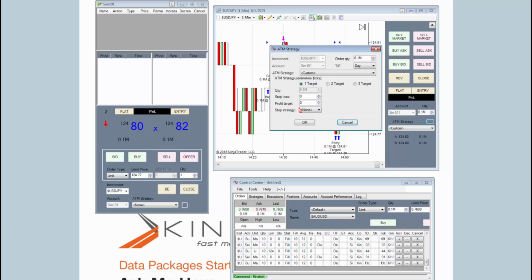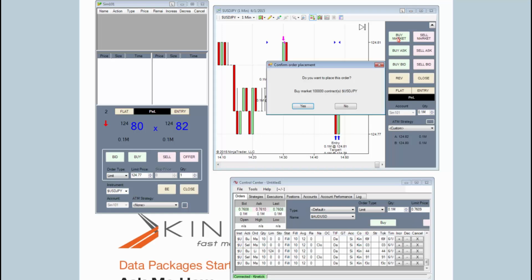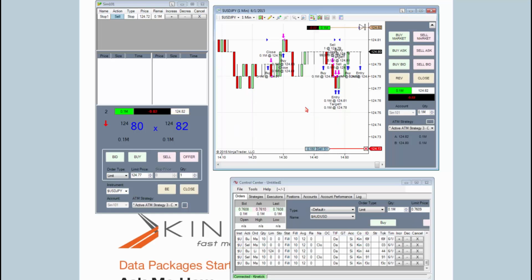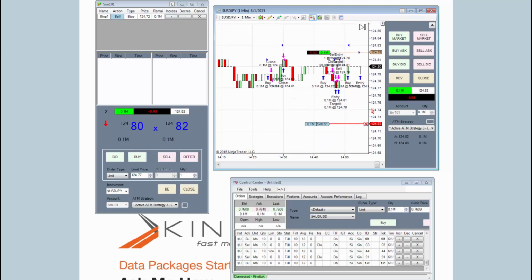But let's see. So we'll open up our ATM strategies here. We'll set a stop loss of 10 pips, and we will not set a profit target for this one. And so now I'm just going to buy market. And our stop loss is immediately submitted for us 10 pips away. So that's how you do that. The short answer is ATM Strategies. And I'll give you the long answer tomorrow at 5 Eastern, same place.